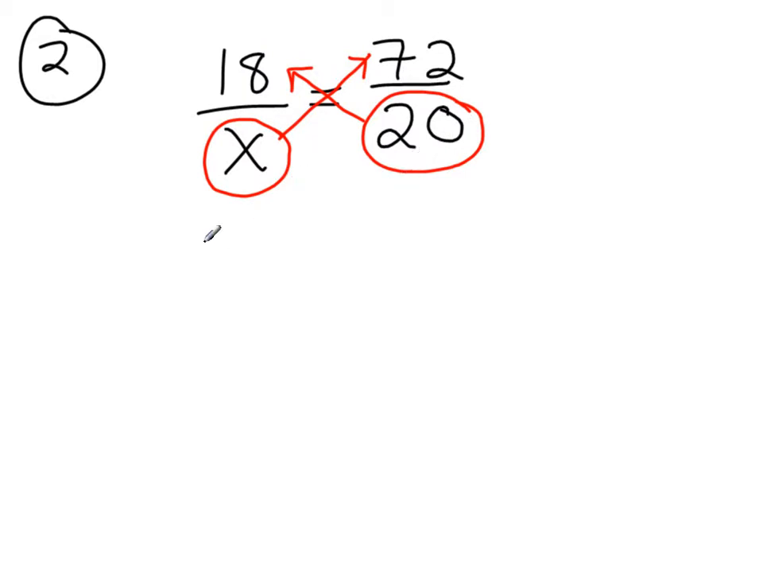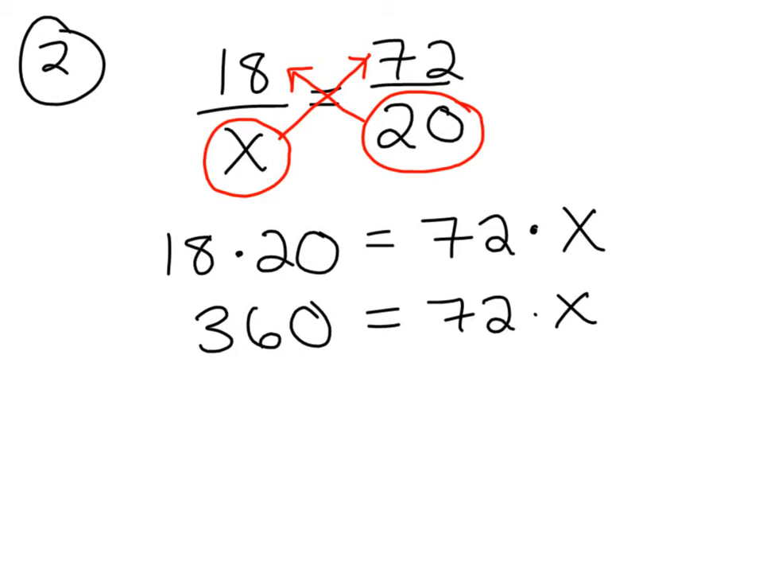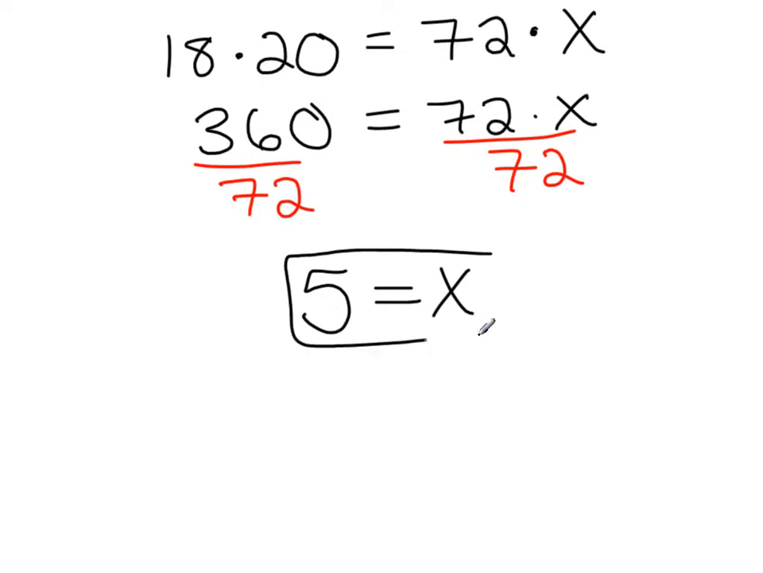I'll do it. So, I have 18 times 20 equals 72 times x. Now, 18 times 20 is pretty nice. We have 360 equals 72 times x. Got to get x by itself, so we're going to divide by 72. And what we do to one side, we do to the other. And now we could try to figure out what times 72 will get us 360. And you're absolutely correct if you're shouting 5 at your screen. And that's what x equals.